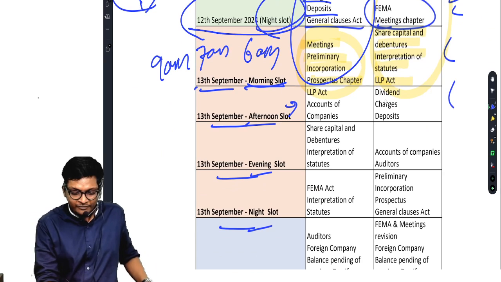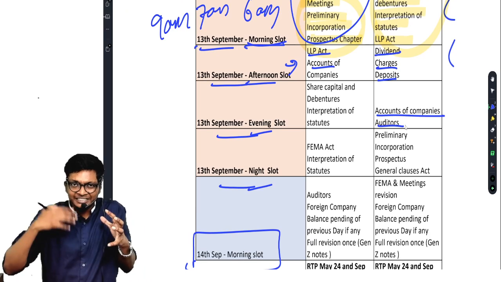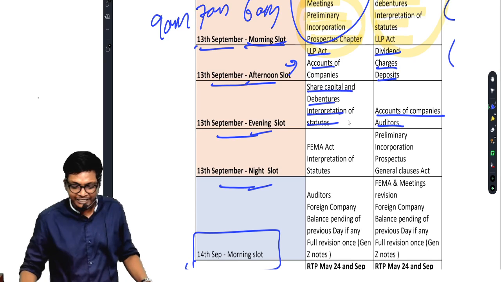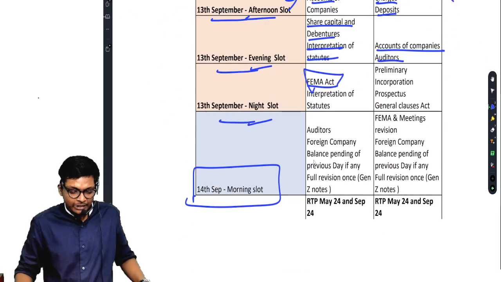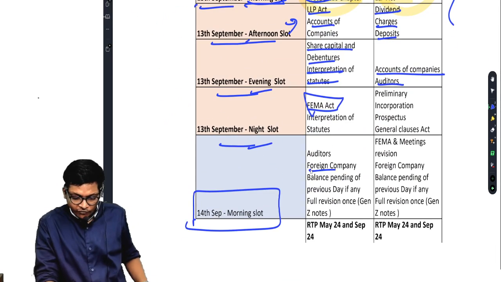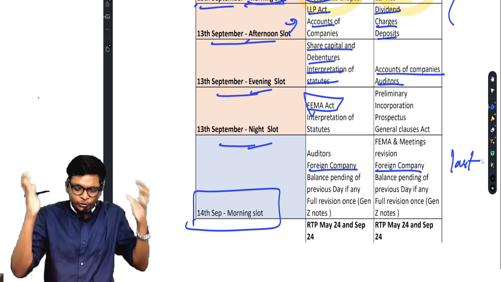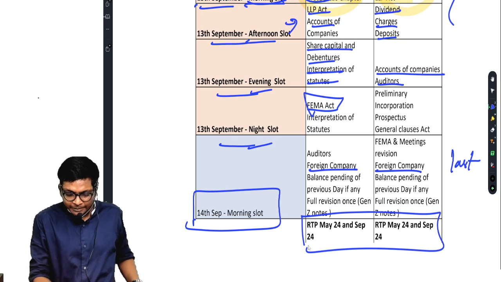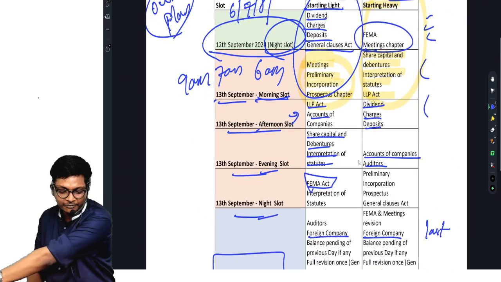That's why in the afternoon slot, for them, they have only dividend, charges, deposits, while you have LLP and accounts of companies. Then in the evening slot, they have only accounts and auditors because they have gone light earlier. Now you have to catch up. So for you, share capital and debentures, interpretation of statutes, and in the night slot you have FEMA because you couldn't do FEMA the previous night. Now coming to the next day morning slot, foreign company I have always kept in the last, guys. Please keep foreign company last because only once you finish everything can you do foreign company. And then lastly, the last two RTPs, if you have time, please revise them, very very important.